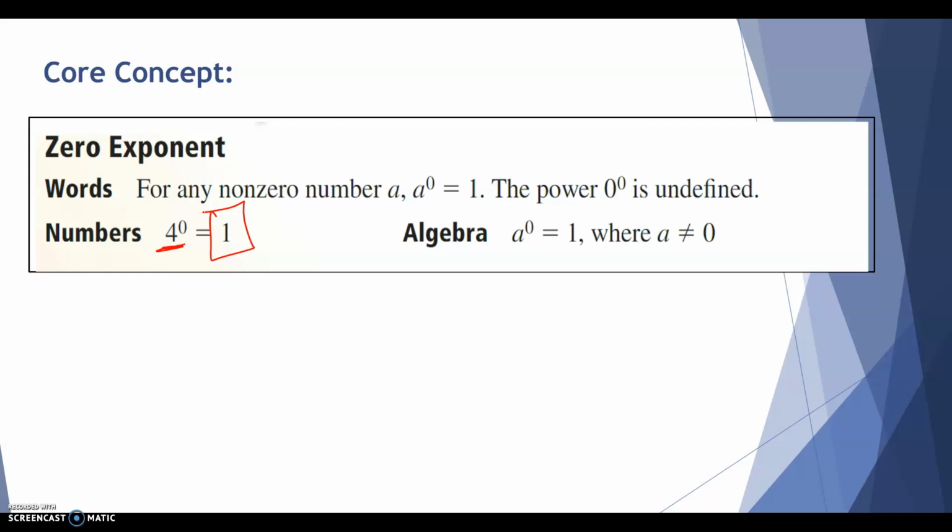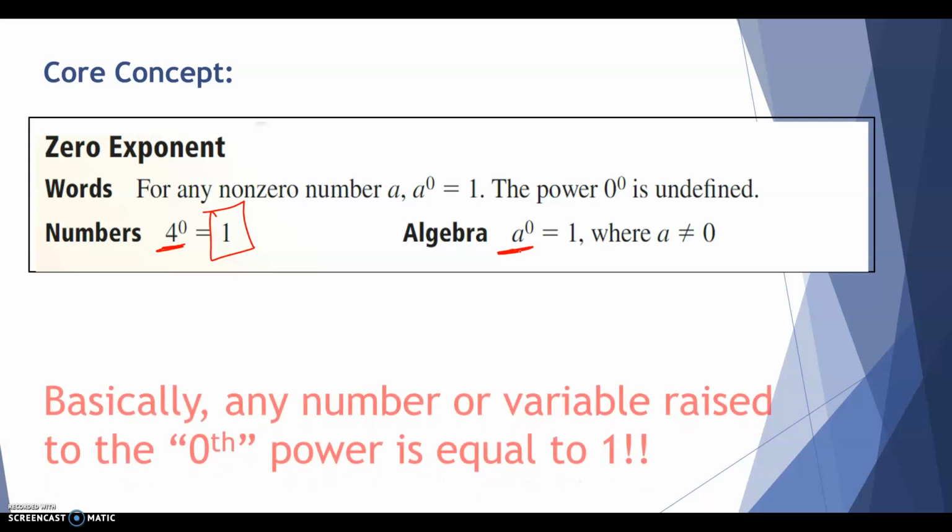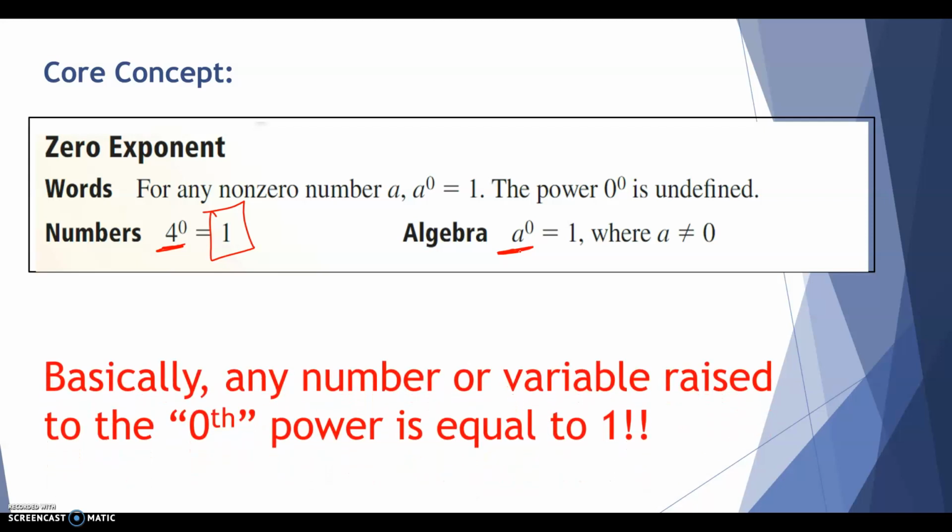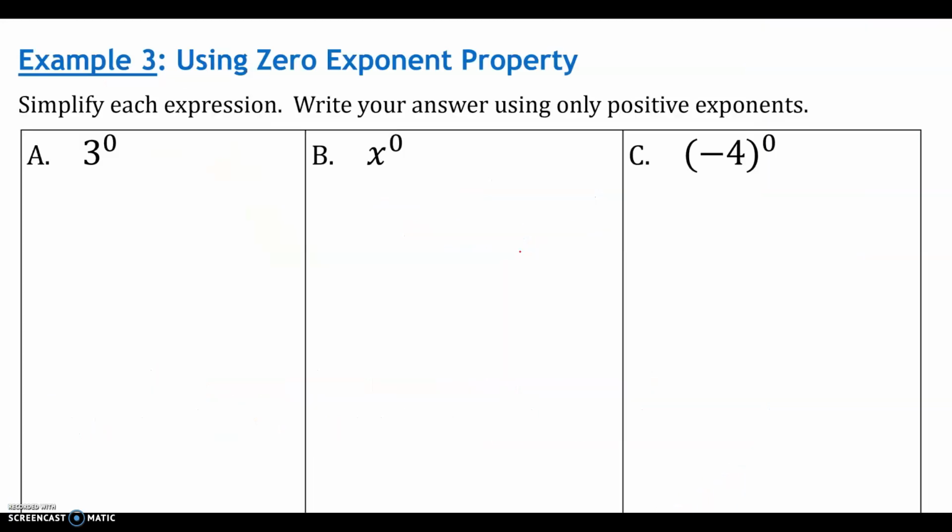And it could be any negative number. So no matter how small or how large the number is, if it's raised to a 0 exponent, it will always be a 1. And it also holds true for any letter. So you could have A to the 0th, B to the 0th, anything, and it would still be a 1. And there it is. Basically, any number or any variable raised to the 0th power is equal to 1. So let's do a few examples, and then I will give you your assignment.